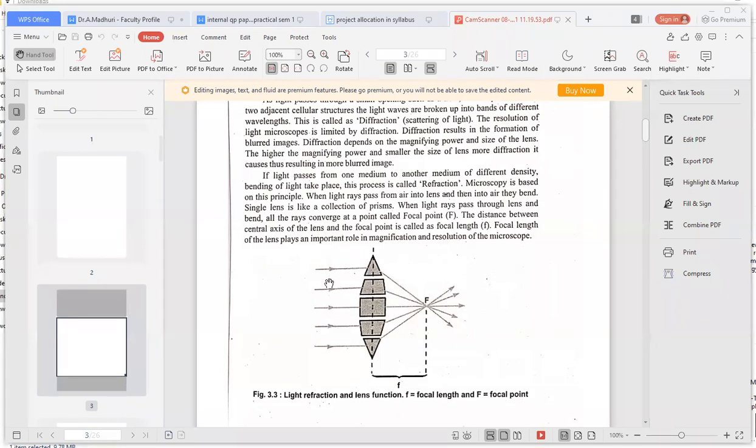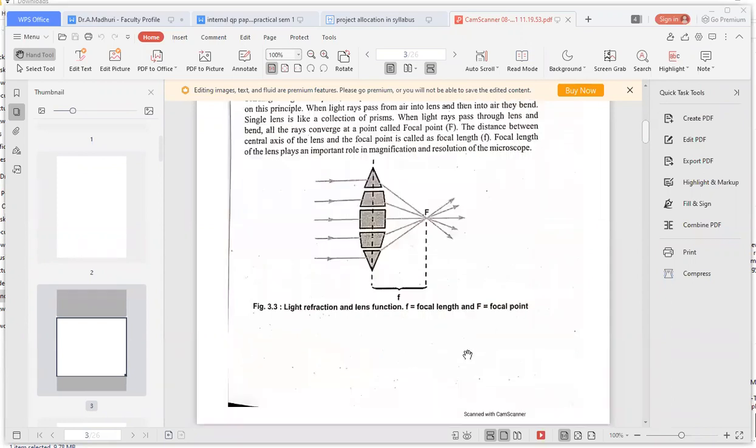The distance between the center of axis of the lens and the focal point is called the focal length. Okay, here you have to concentrate. Each lens is acting as a collection of prisms, and all the rays which are falling on the lens will converge at a single point. That point is called the focal point. The distance between the center of axis of the lens and the focal point is called the focal length. Okay, is this clear?